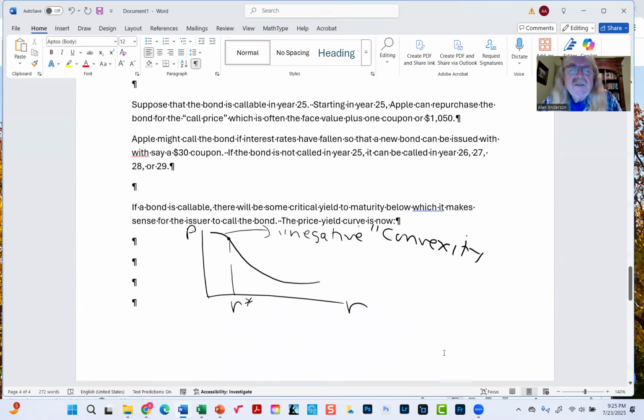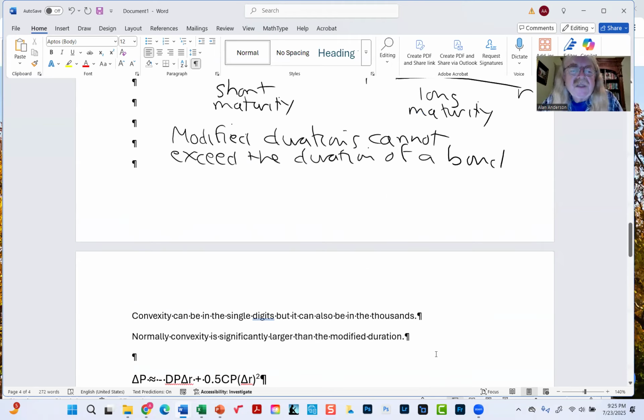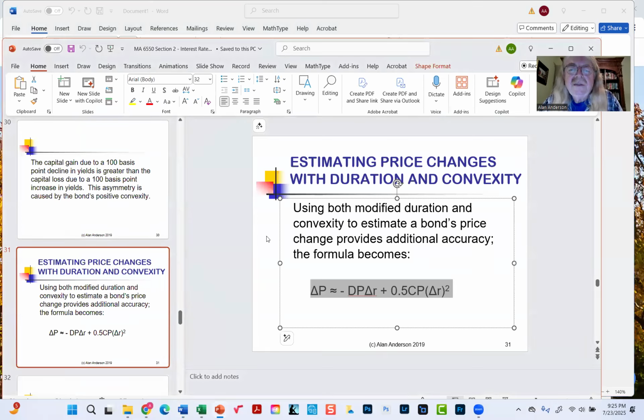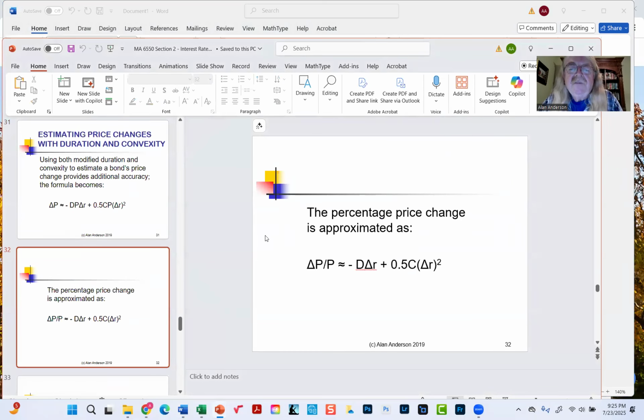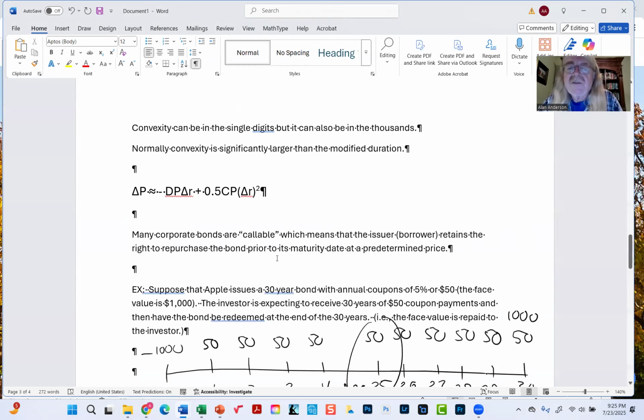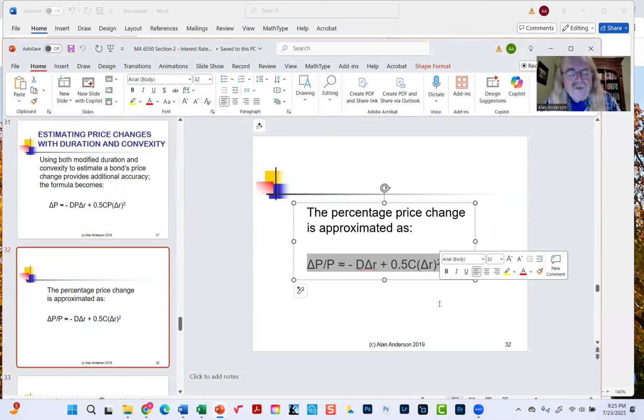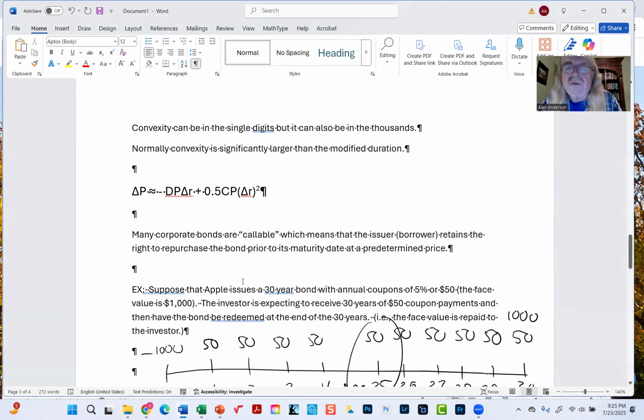Okay. So anyway, here's our convexity and duration brought together. If you're only interested in the percentage price change, of course, you can divide both sides by the price and you'll have this instead. The one you're seeing here is the dollar change. Here's the percentage change. Sometimes this is the way to go if you have a lot of different bonds in your portfolio with very different prices.